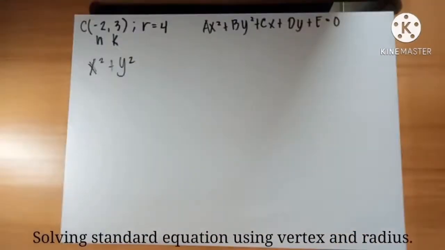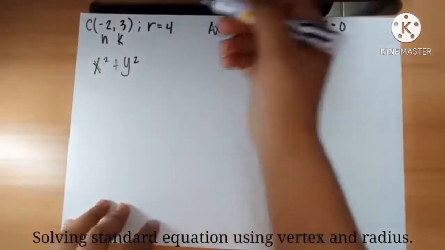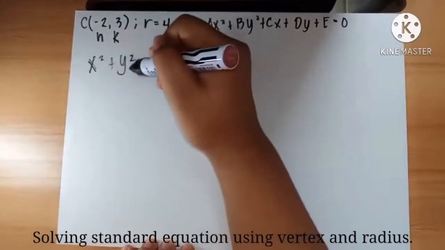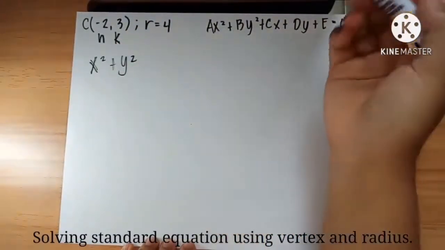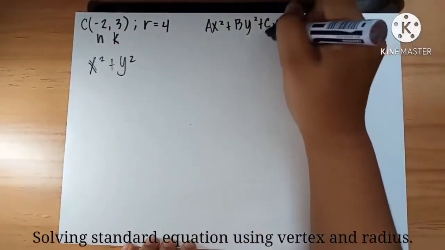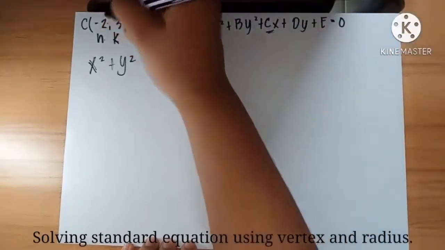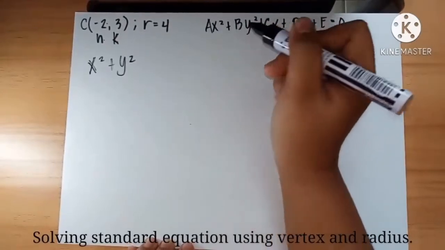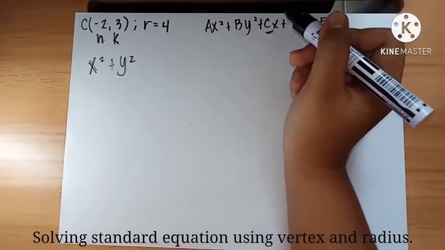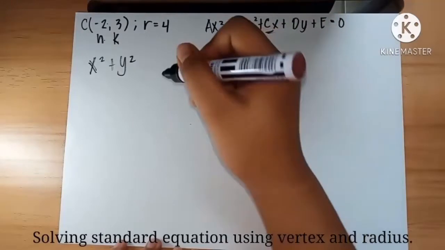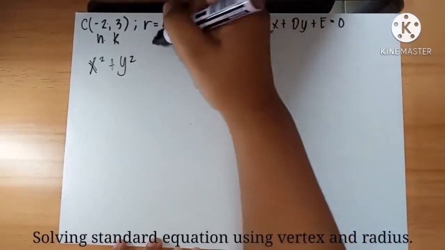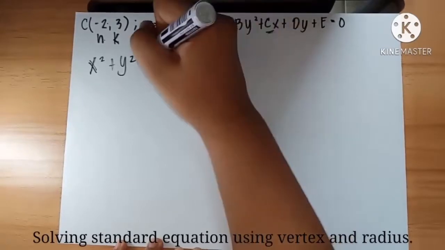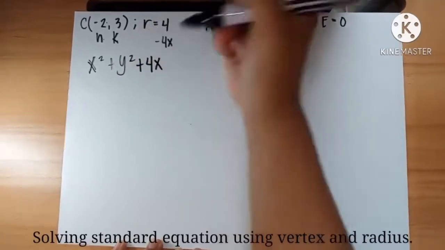Next is the shortcut method. We have the same given. In a circle, we always have x squared plus y squared. And then, to find the cx, we have to multiply the h variable, this is negative 2 to 2. Negative 2 times 2 equals negative 4 times x, negative 4x. But this time, we have to change the sign from negative 4x to plus 4x.